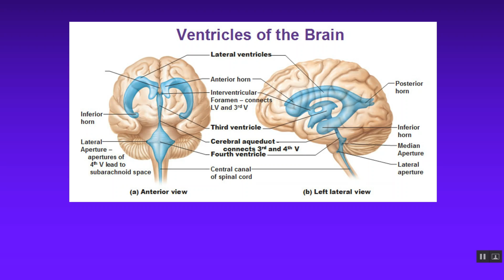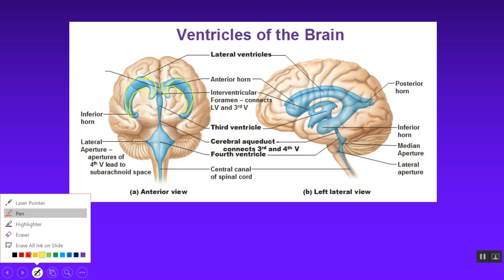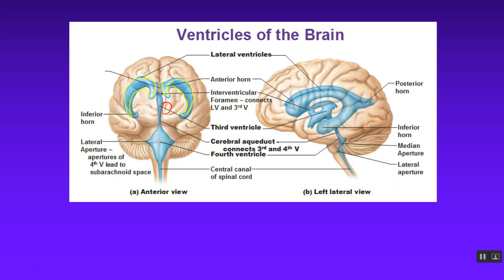All I want you to appreciate here is where the ventricles are. You have your two lateral ventricles, these guys right there that I'm outlining in yellow. They're kind of C-shaped because they wrap around your basal ganglia and your thalamus. They're kind of hugging those on the outside. Your thalamus and your basal ganglia structures are all in here.